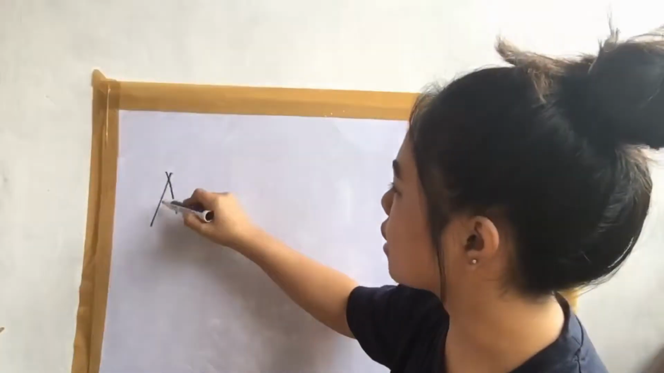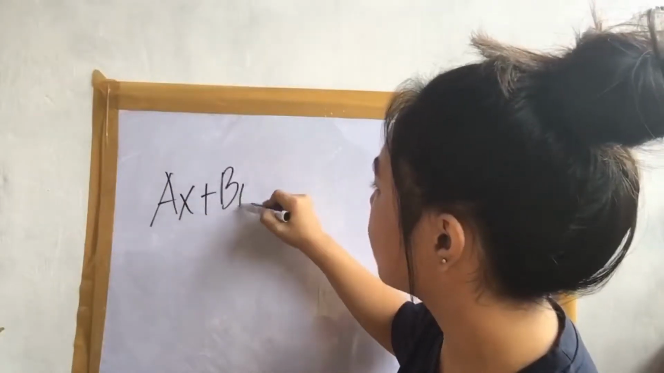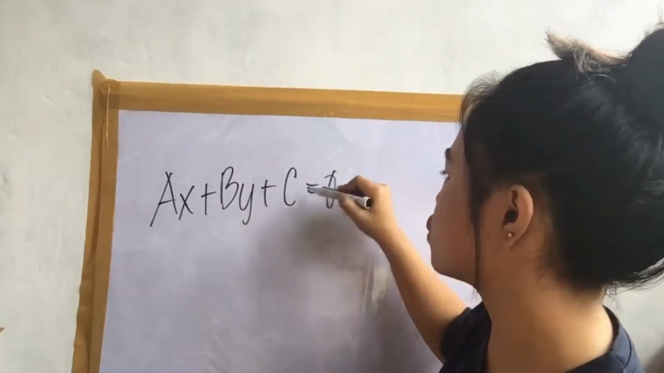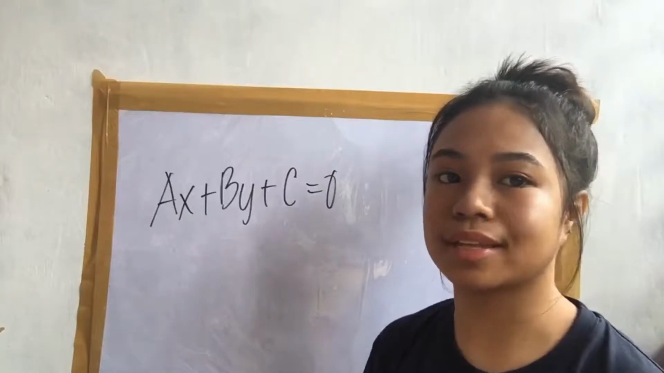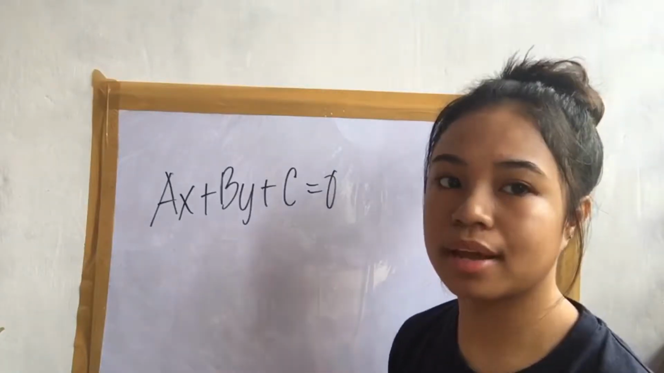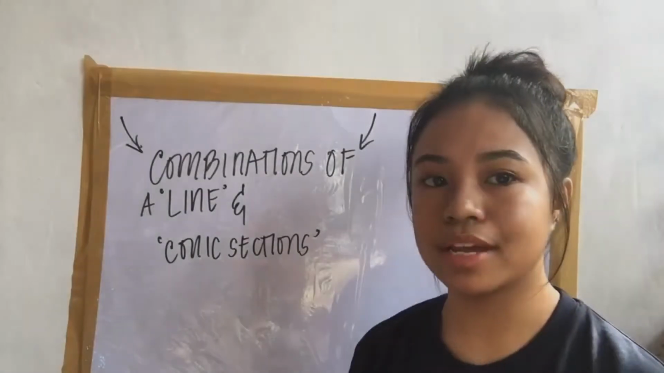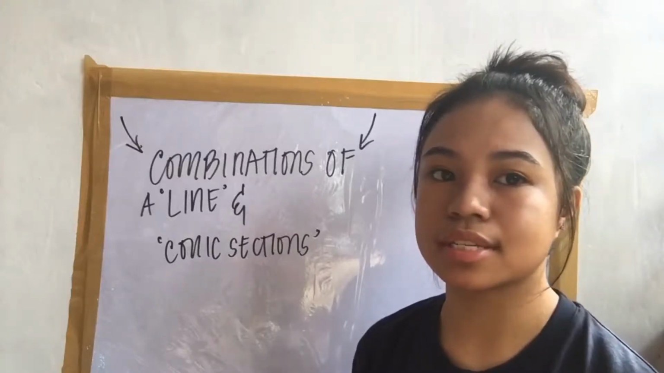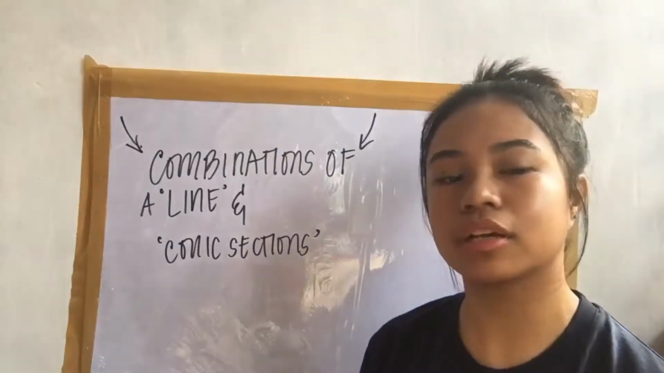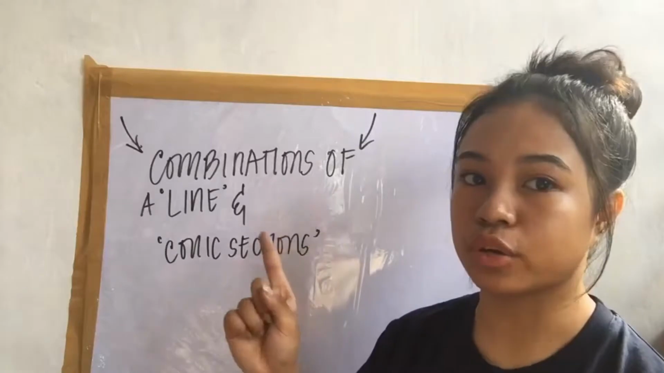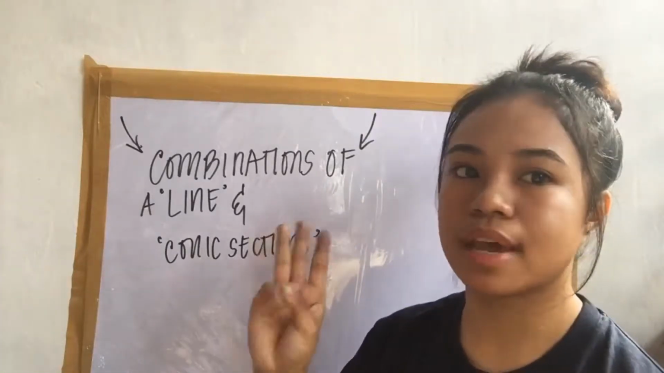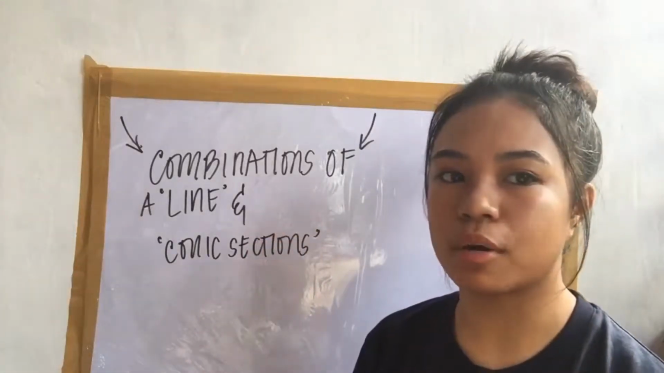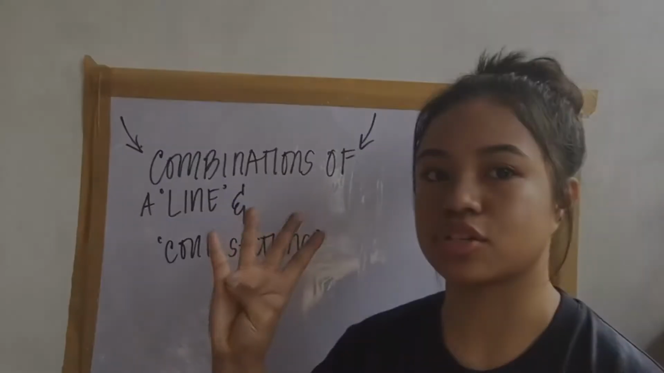A linear equation can take the form of ax plus by plus c equals 0. Any equation that cannot be written in this form is nonlinear. It can be a combination of a line and conic sections. It can be a line and a particular conic section, which is a circle, parabola, ellipse, or hyperbola. Or it can be a combination of the four conic sections.